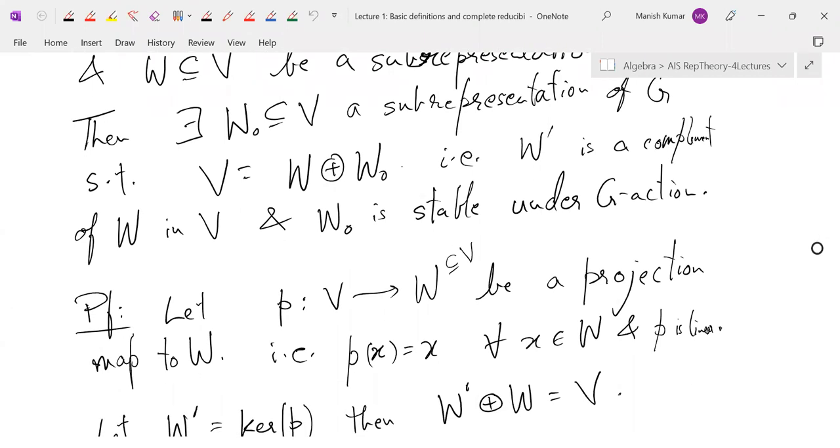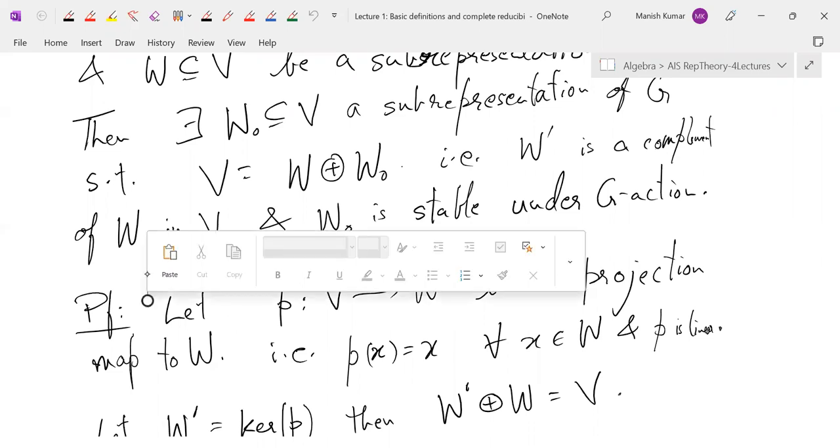So P is a projection, which means that P of x is x for all x in W, and P is linear. You can think of P as an endomorphism of V such that it's identity on W, and the image is exactly W. It doesn't go outside W. And I told you how to do it.